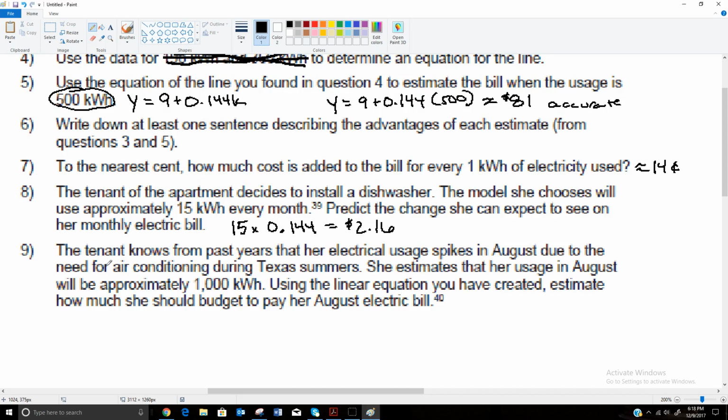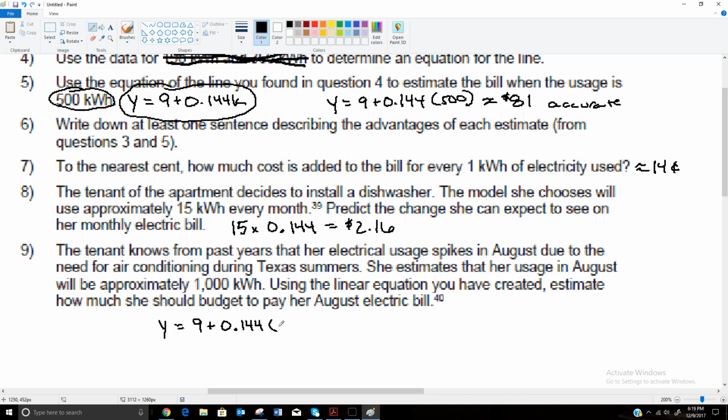And then the tenant knows from past years that her electrical usage spikes in August, due to the need for air conditioning for Texas summers, and she estimates that her usage in August will be approximately 1,000 kilowatt hours. Using the equation we created, estimate how much she should budget. We created this equation right here, and we're going to use that to figure out what it would be for 1,000 kilowatt hours. It's going to be close to double this, but since this has a starting amount, it's going to be a little bit less than double.